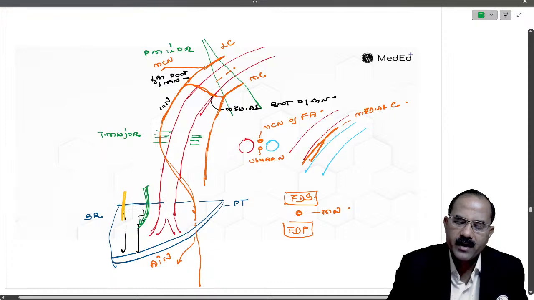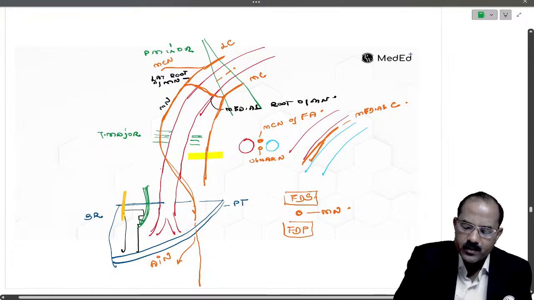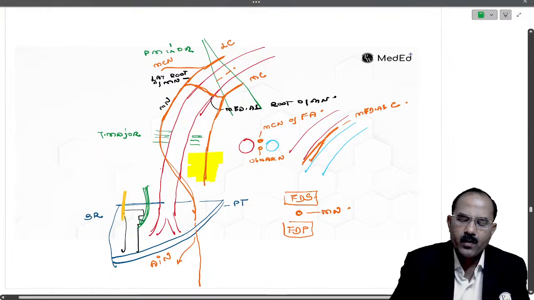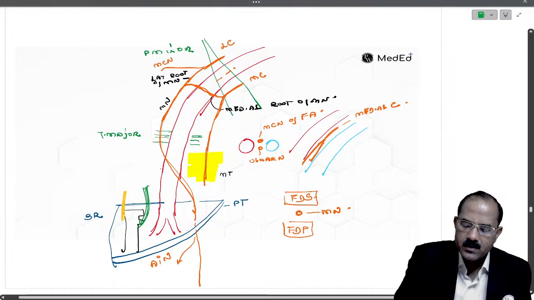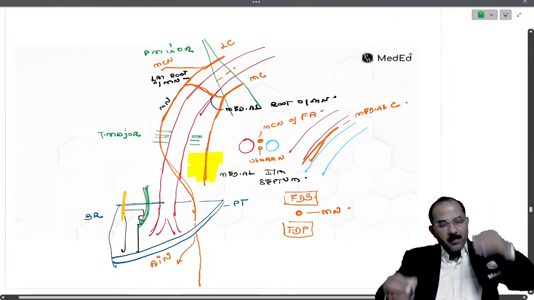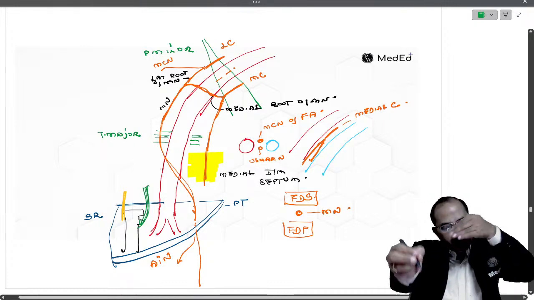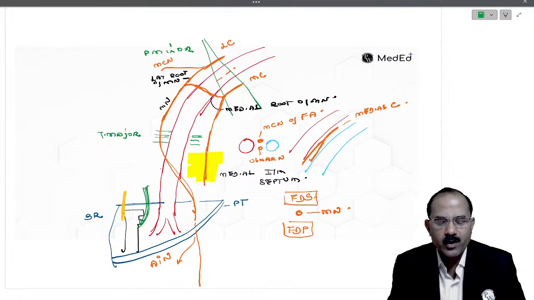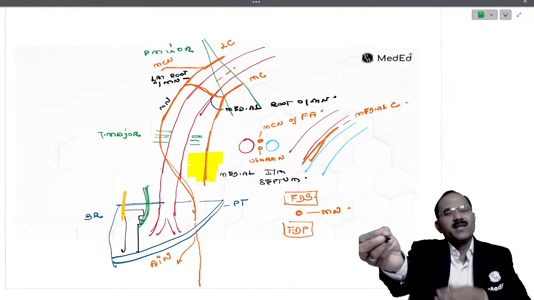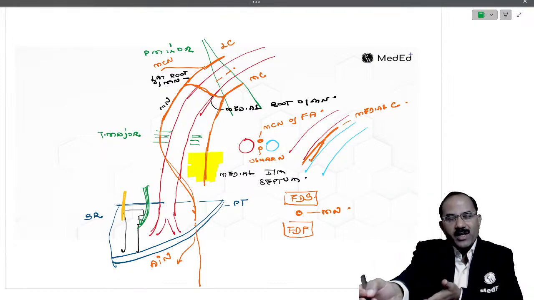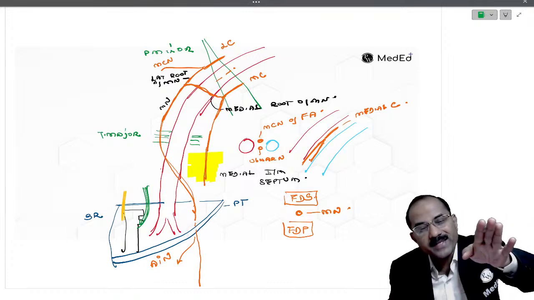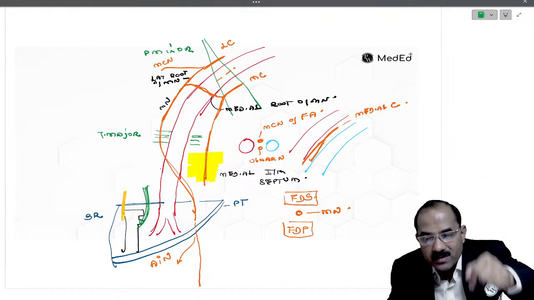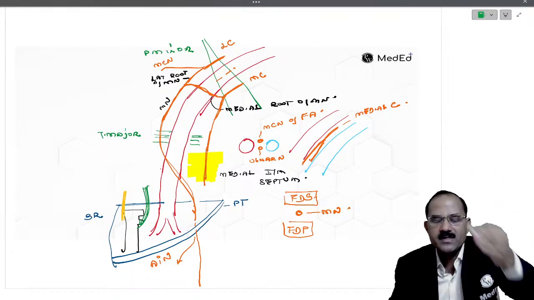I'll just make it like this for you. The ulnar nerve is going to pierce a septum here. Any guesses? What is this? This is what we call the medial intermuscular septum. So the ulnar nerve will pierce the medial intermuscular septum and go behind the medial epicondyle. Where is the ulnar nerve? The ulnar nerve is behind the medial epicondyle. How does the ulnar nerve go backside? So the ulnar nerve is going to pierce the medial intermuscular septum.